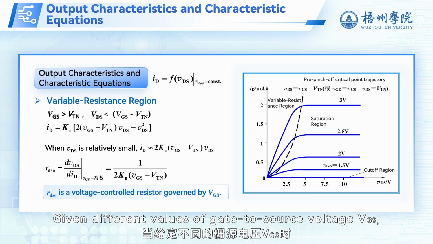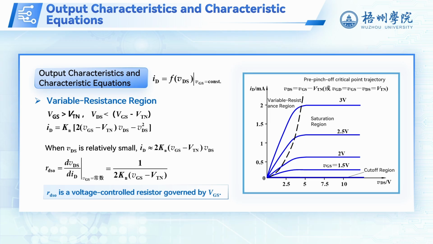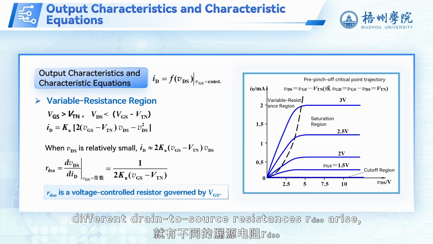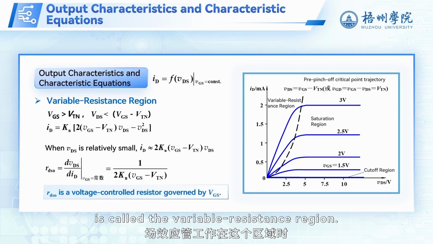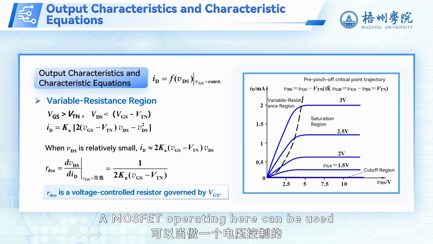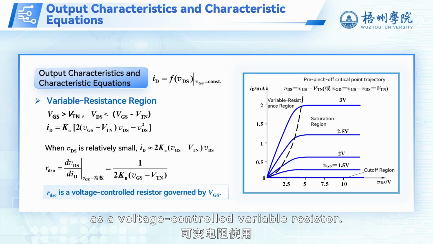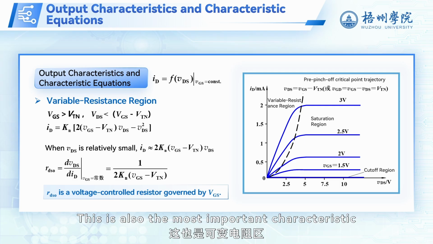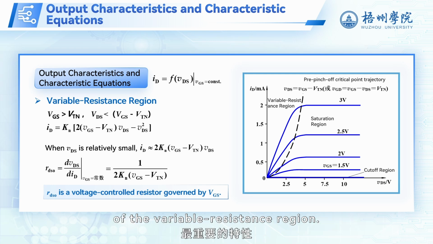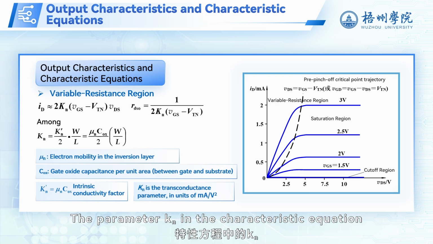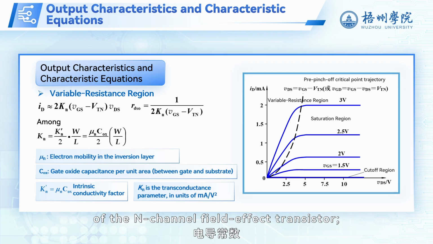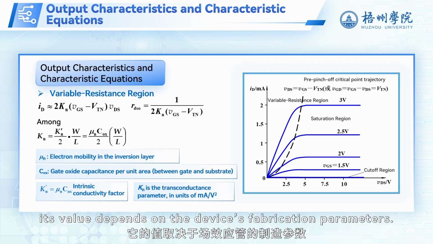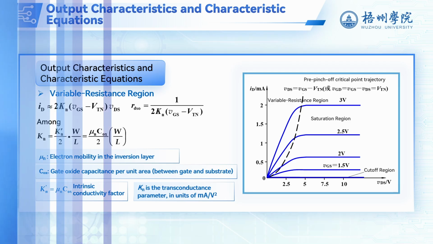Given different values of gate-to-source voltage V_GS, different drain-to-source resistances R_DSO arise, which is why this region is called the variable resistance region. A MOSFET operating here can be used as a voltage-controlled variable resistor. This is also the most important characteristic of the variable resistance region. The parameter K_n in the characteristic equation is called the transconductance constant of the N-channel field effect transistor. Its value depends on the device's fabrication parameters.